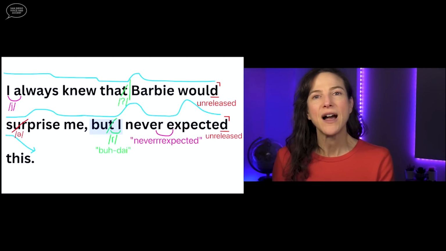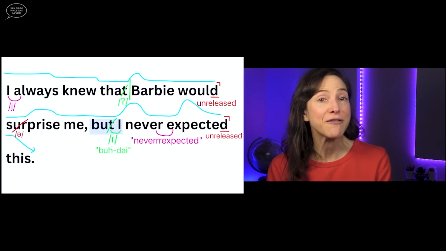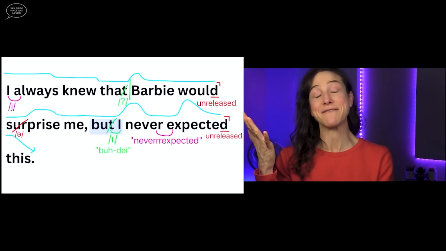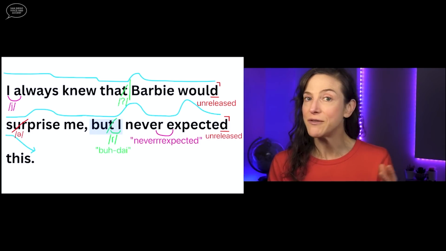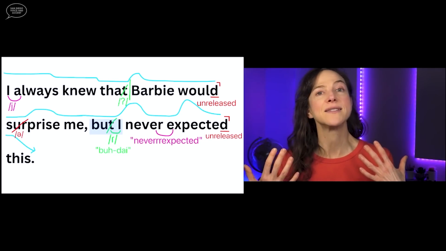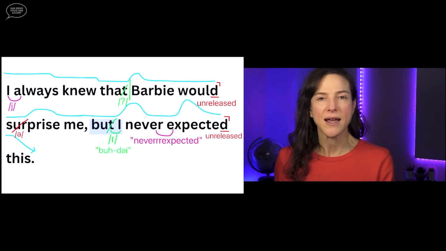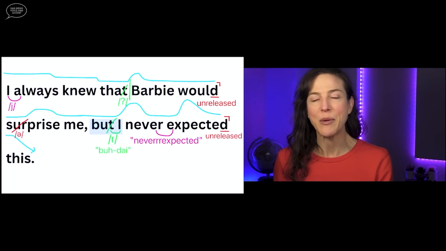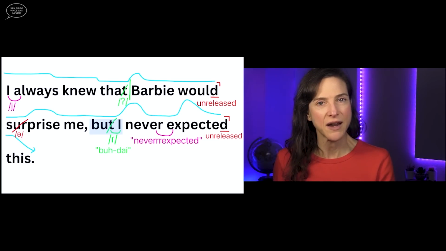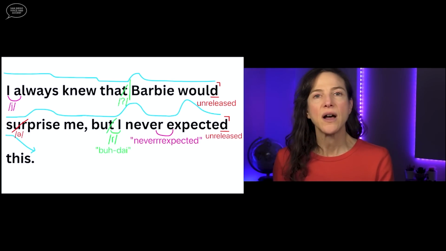Here we have a final T turning into a flap. Why is this a flap? Because you have a T between vowels, and the second vowel is unstressed, and it's pronounced as "but I." That's your link there.